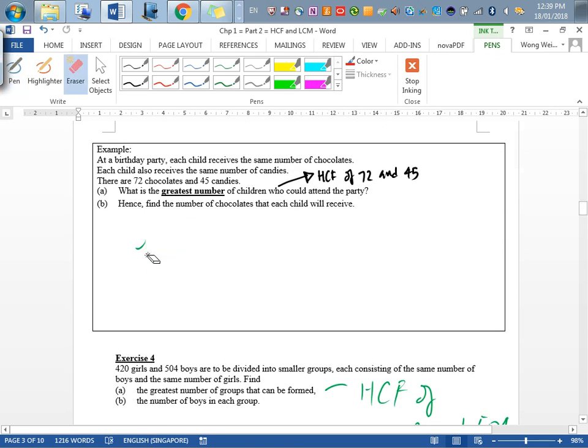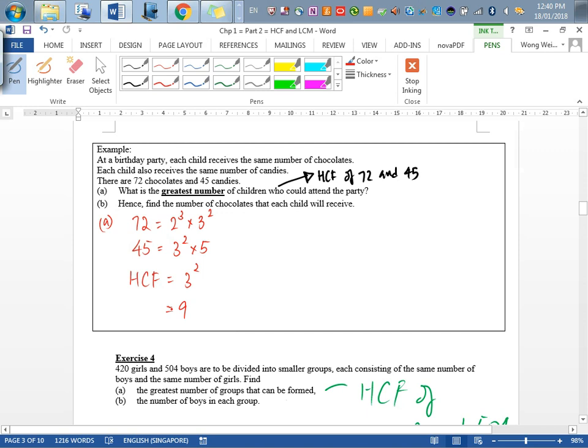Now, next one, this example over here, I asked you to do it as your homework. Basically, the question is just asking you to find the HCF of 72 and 45. So before we find the HCF of 72 and 45, we need to express 72 in terms of its prime factors, which will give me 2 cubed times 3 squared. Isn't it? That's for 72. Next, 45. This will give me 3 squared times 5. Yes. And my HCF equals 3 squared, which is 9.